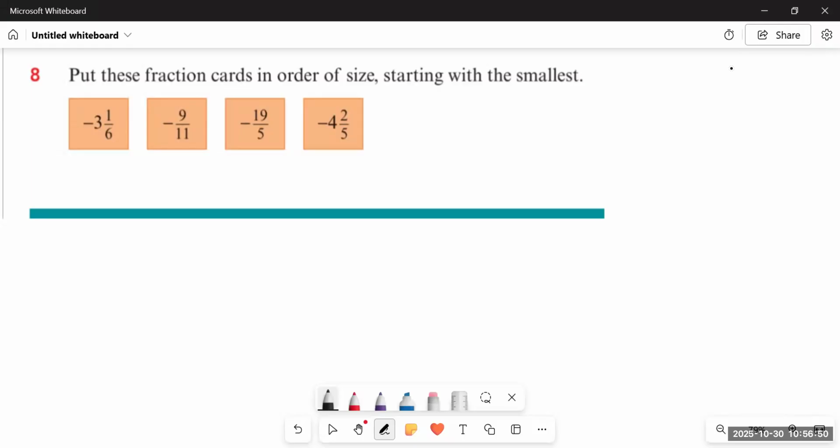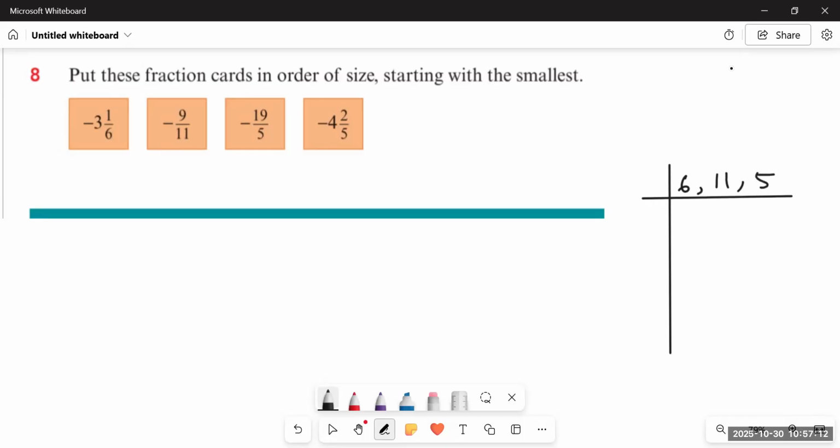Now the next question says put these fraction cards in order of size, starting with the smallest. All the denominators seem to be different, so let's try to make them similar. When we have more than two fractions and their denominators are different, the most convenient method is to find their LCM. Since we have three denominators, 6, 11, and 5.